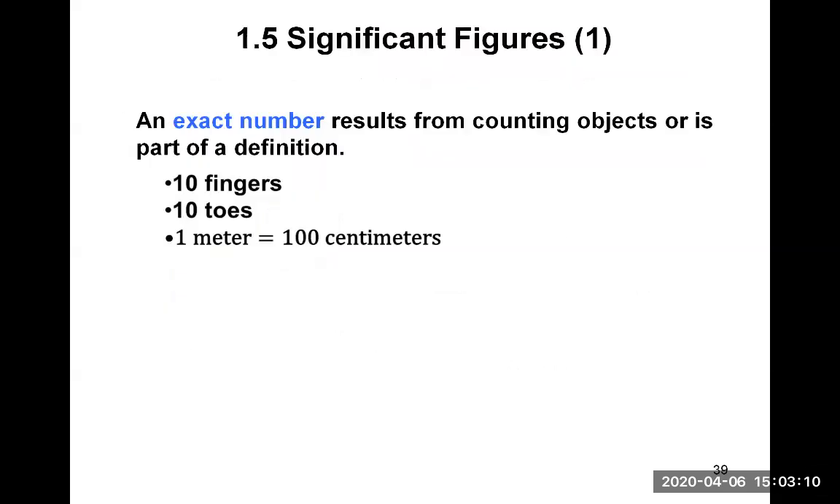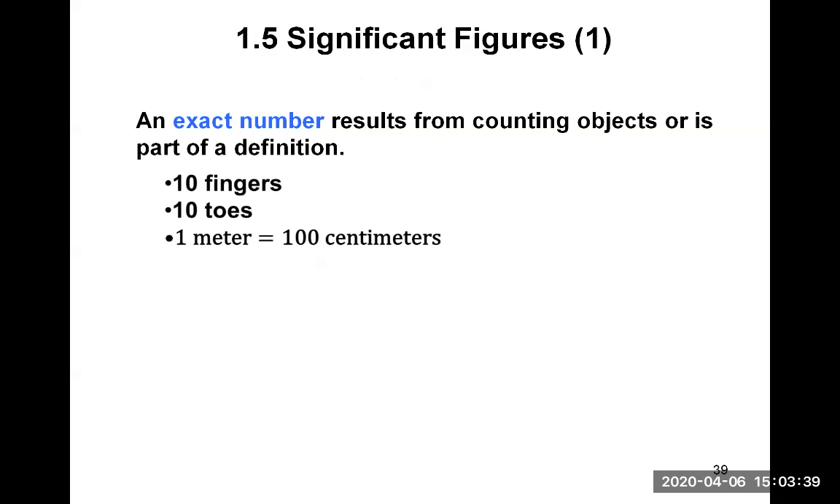So significant figures are the way that measurements show their precision. The more significant figures you have, the more precise is your measurement. But first, let's look at what is an exact number. An exact number results from counting objects or is part of a definition.